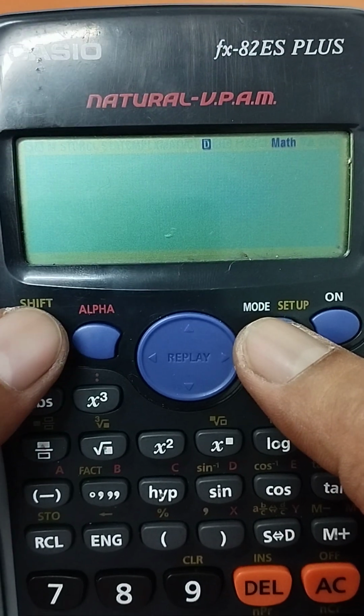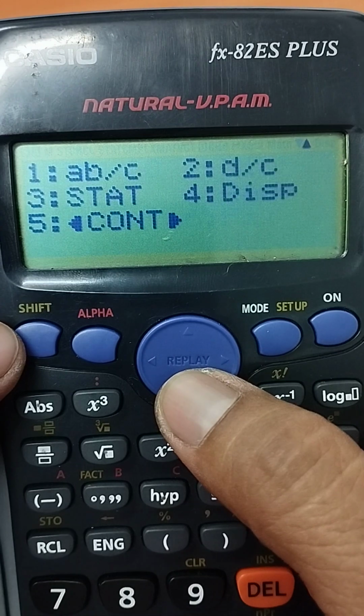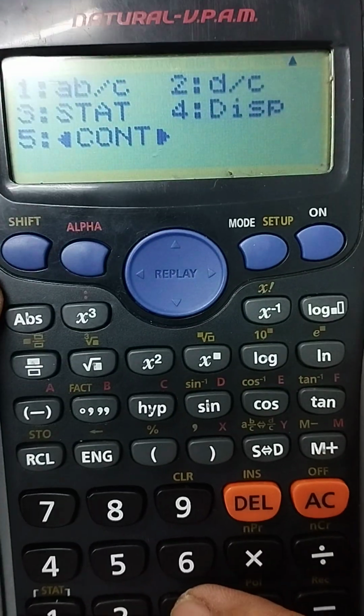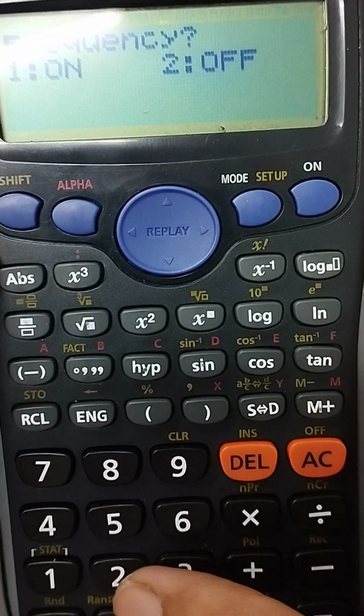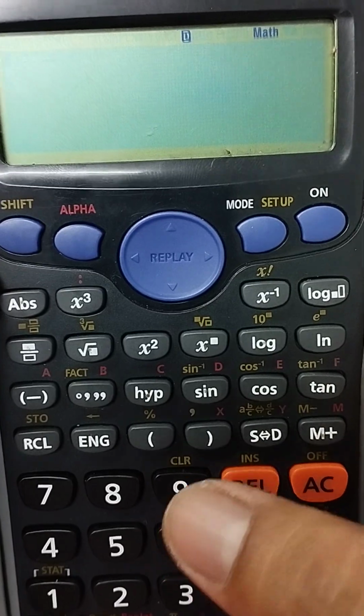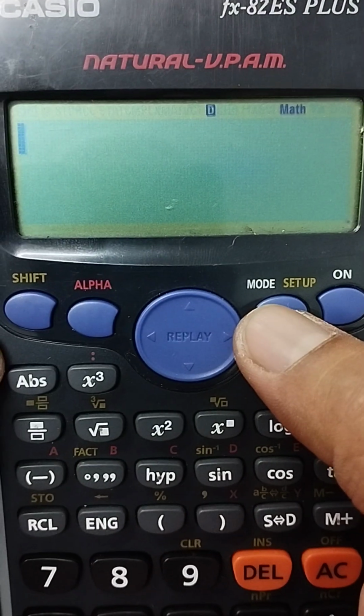in the statistical functions of your calculator. So you press shift, set up, and then press down, then look for stat, that's the 3, and make sure the frequency is off, so you pick option 2. Alright, now we're ready to input the data from the data here into the calculator.